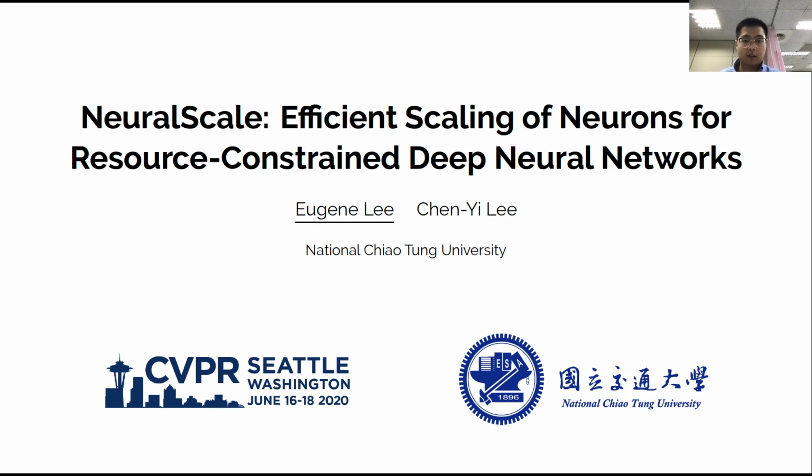Hello everyone, today I'd like to present our paper titled NeuralScale: Efficient Scaling of Neurons for Resource-Constrained Deep Neural Networks. I'm the first author of this paper, Eugene Lee, advised by Professor Chen-Yi Lee. We are from National Chiao Tung University of Taiwan.